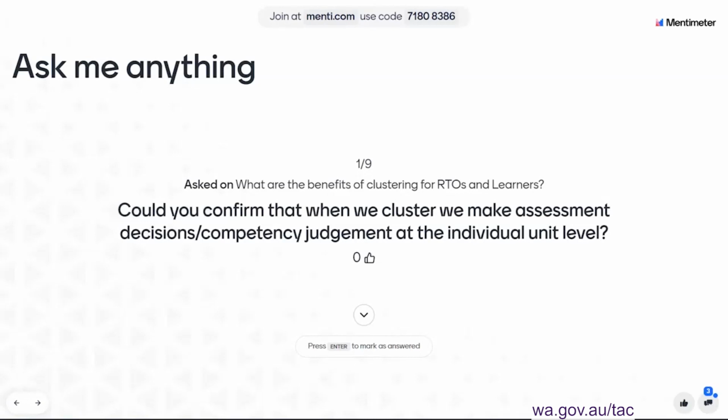Yes, that was an easy question. Yes, we can collect evidence against a cluster, but we make the judgment against the individual unit of competency always.